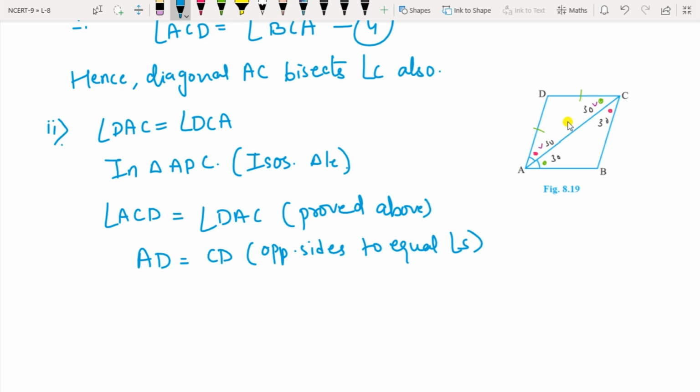Now as you know, in an isosceles triangle, if the base angles are equal, then the sides opposite to them are also equal. So hence, if this is 30 and this is 30, then these two sides will be equal. So AD equals CD.